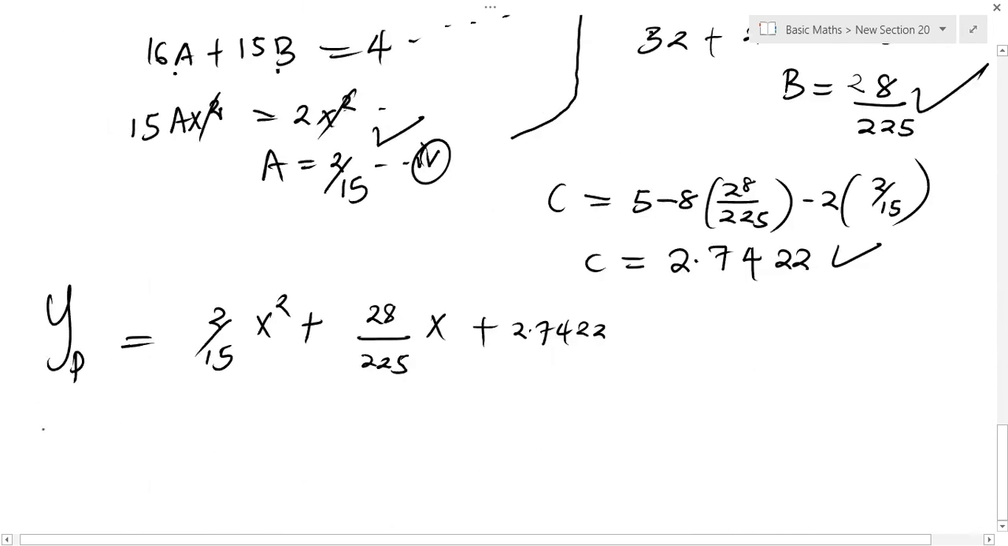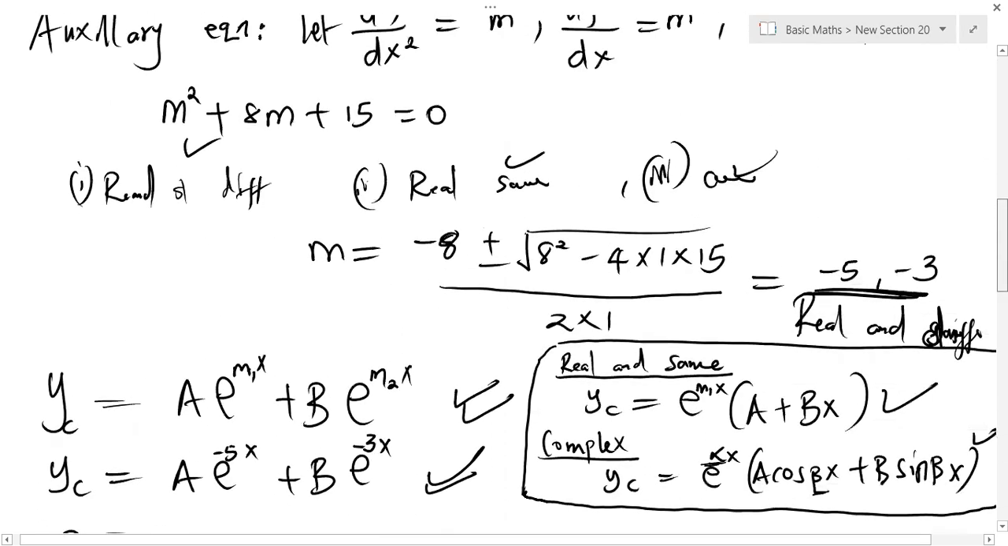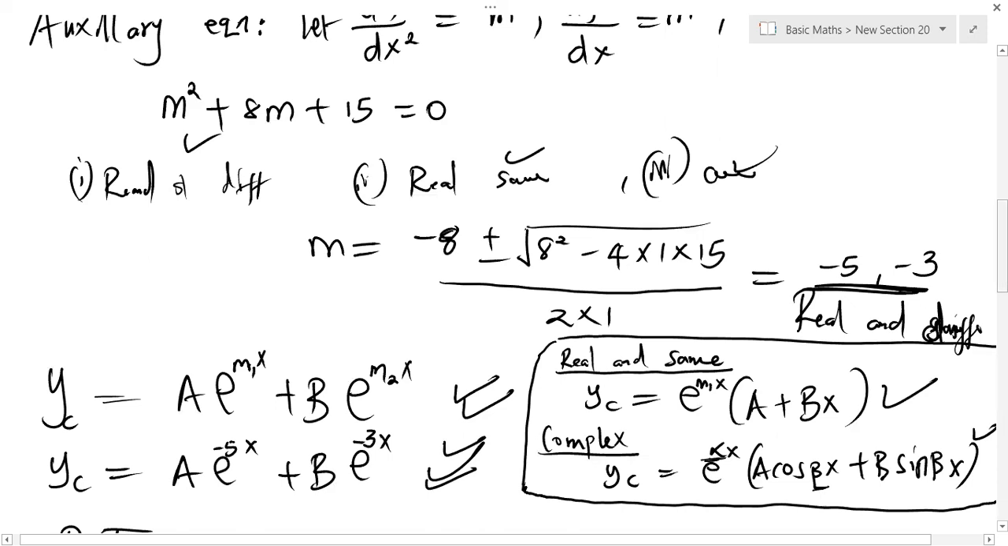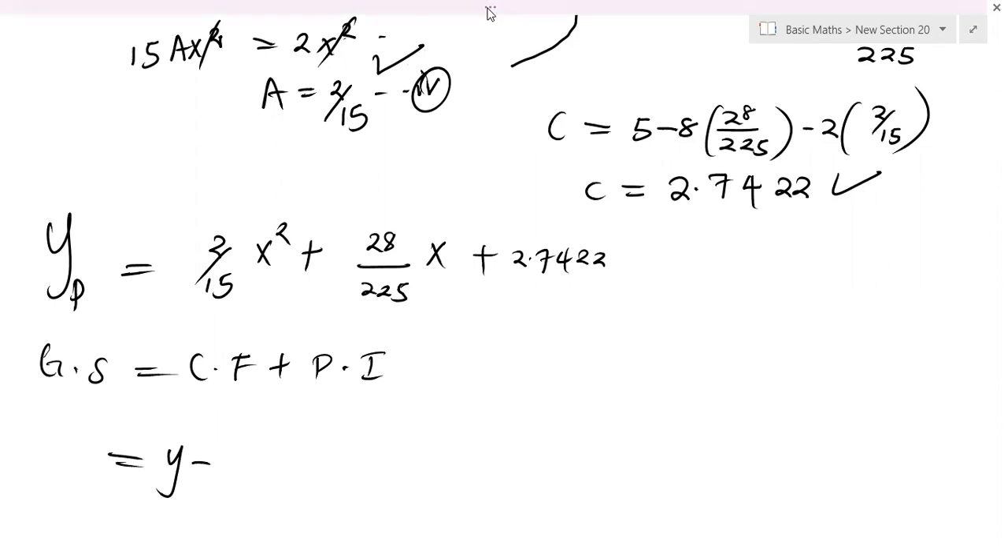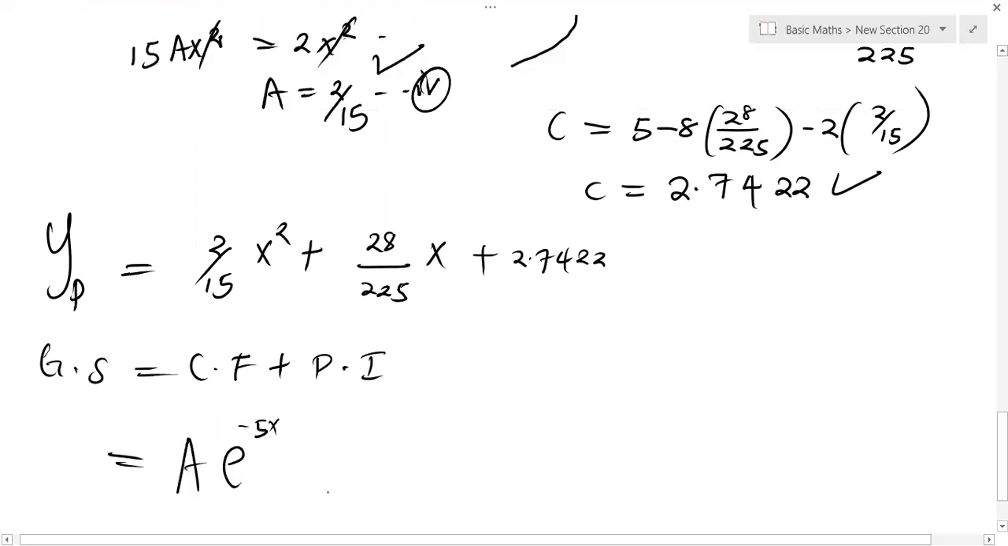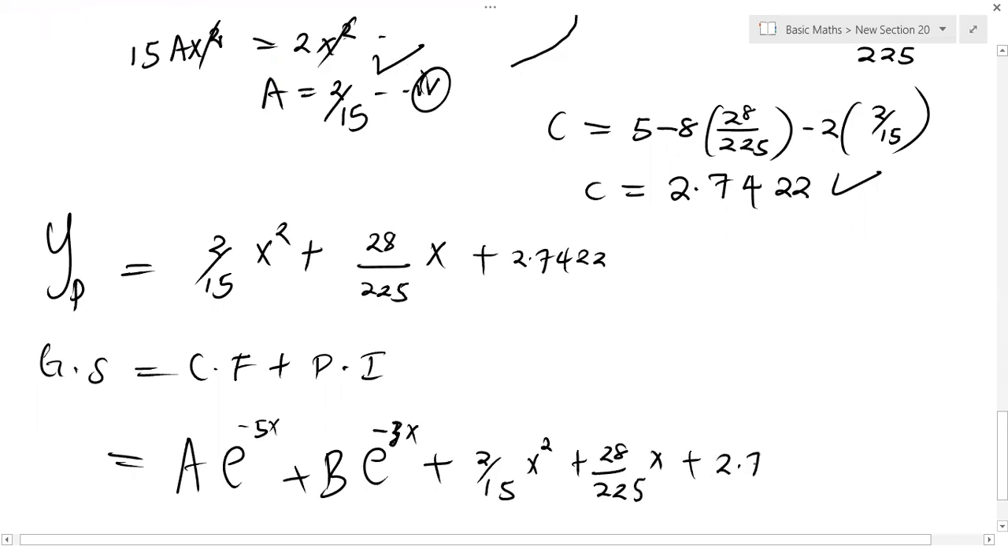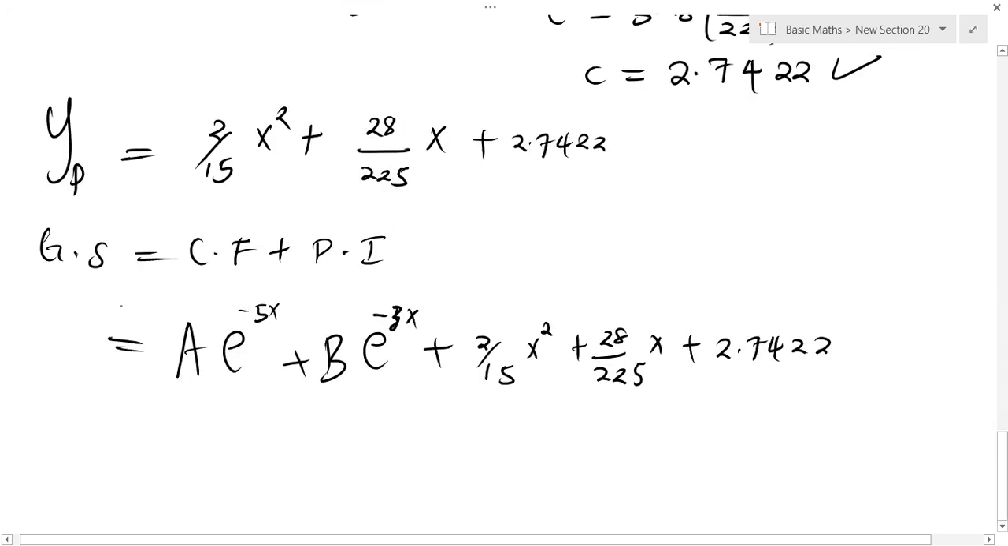Now, remember, we said that the general solution is given by CF plus PI. We already got our CF, so if you come back here, it was this. So I'm going to write it down here. Our CF was y is a exponential minus 5x plus b exponential minus 3x, plus PI. So PI is 2 over 15 x squared plus 28 over 225 x plus 2.7422. Now, this is a particular solution. However, what we want is the general solution. The general solution, we have to get it by getting the values for A and B.